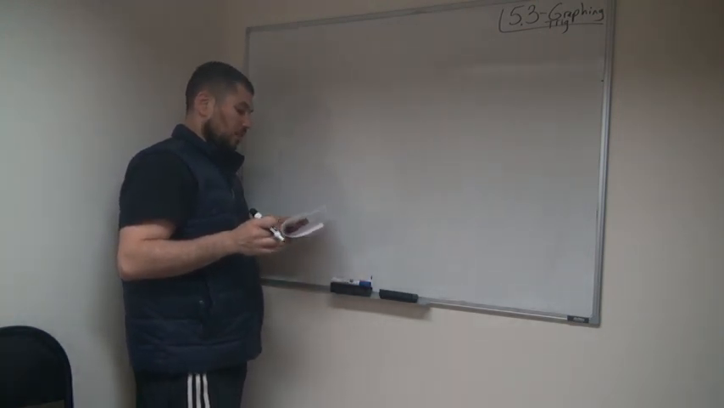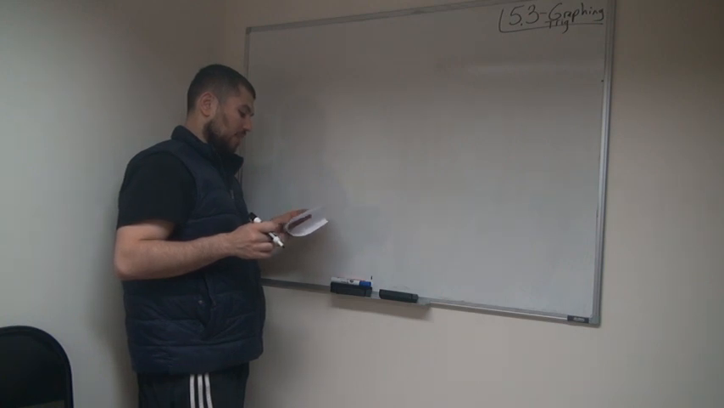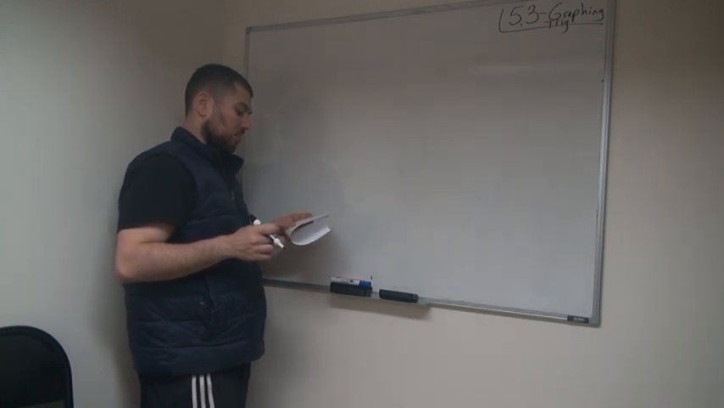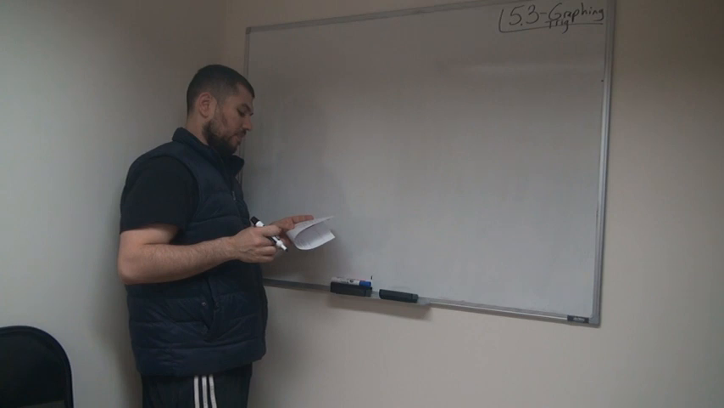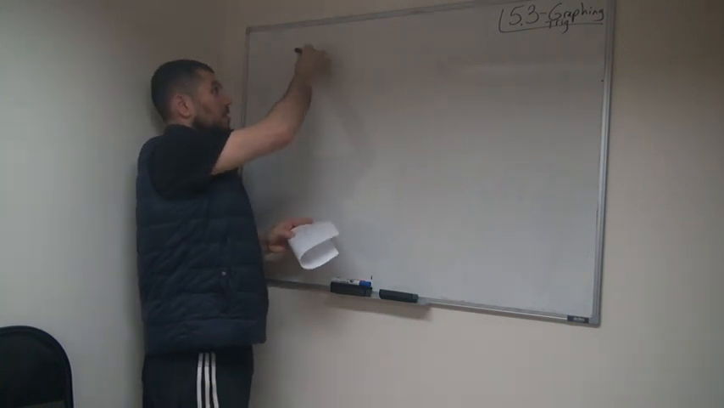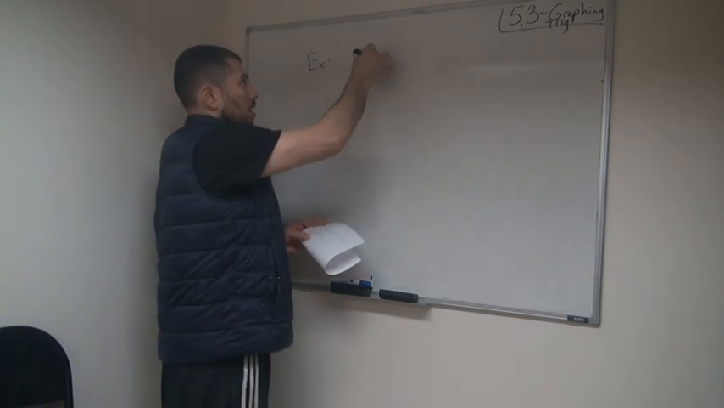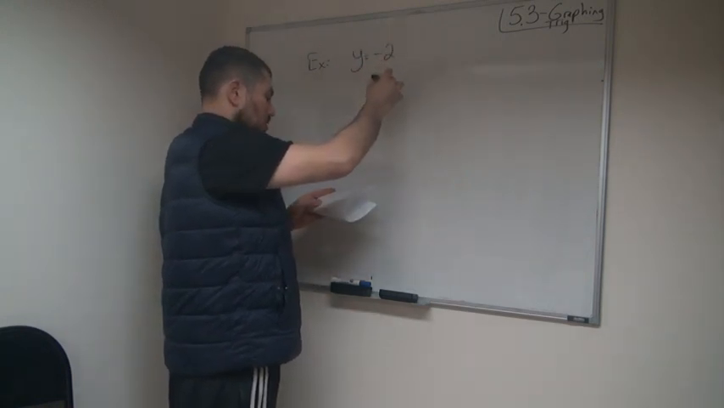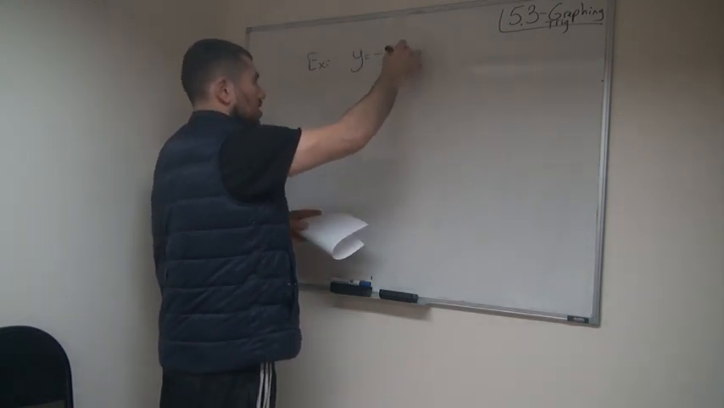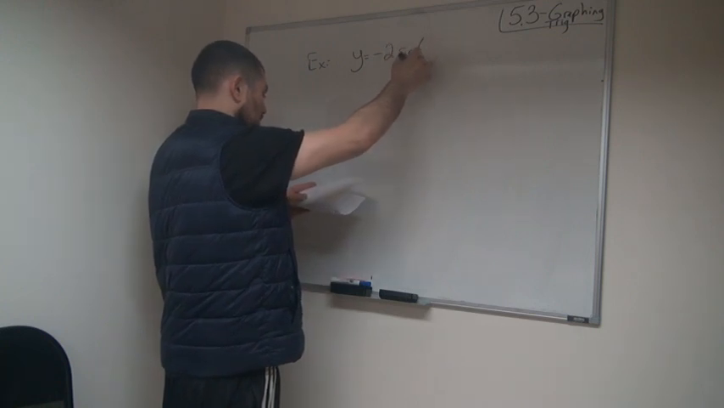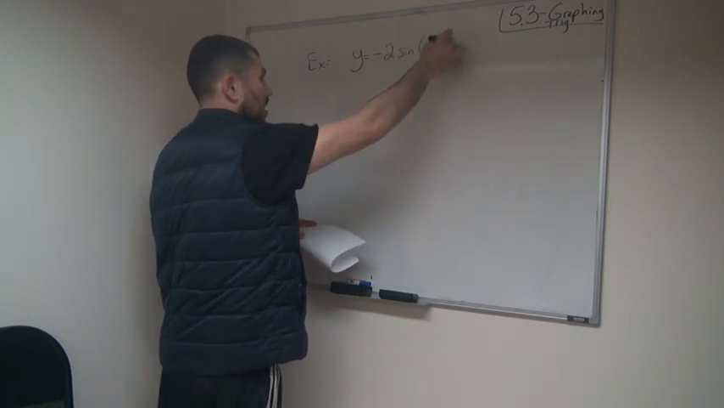So let's look at the first one. Y equals sine of x minus pi over 3. That one's a little too easy. I'm going to flip it on its head. Let's graph y equals minus 2 sine of x minus pi over 3.